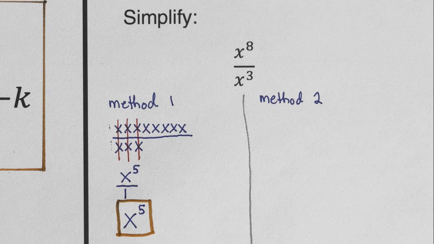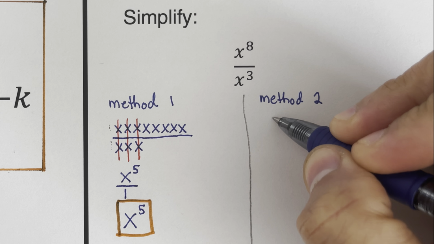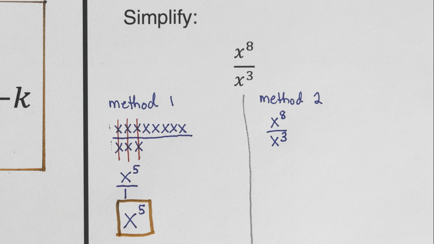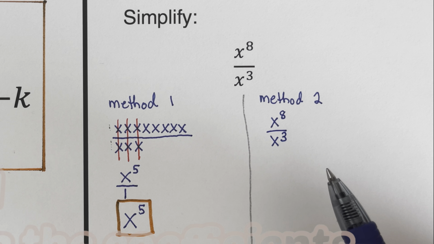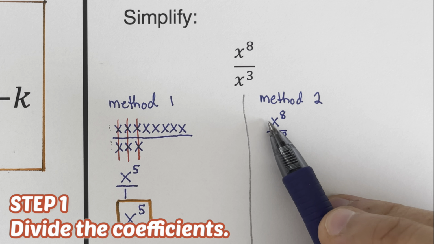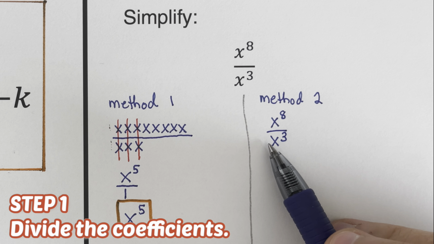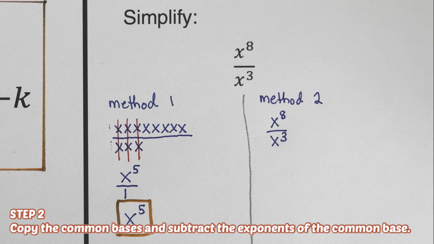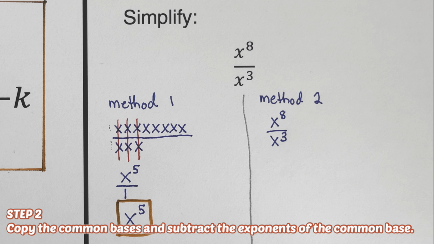Now let's have the second method. I'm just going to write it out here. The first step is to divide the coefficient. Again, the coefficient is 1 and 1. So 1 divided by 1 is just 1, and it becomes invisible. Now the second step is to copy the common bases and subtract the exponent of the common base. The common base that we have here is x.